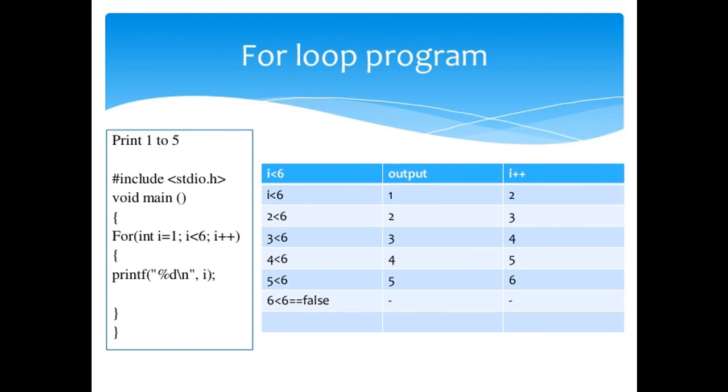And increment the i value by 1, 1 plus 1, 2. Checks the condition 2 less than 6. The condition is true. So print the i value as 2. This process continuously goes on. When the i value becomes 6, check the condition 6 less than 6. The condition is false. It will exit from the loop.